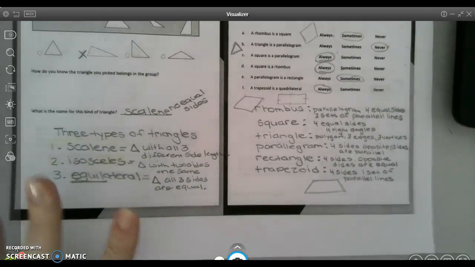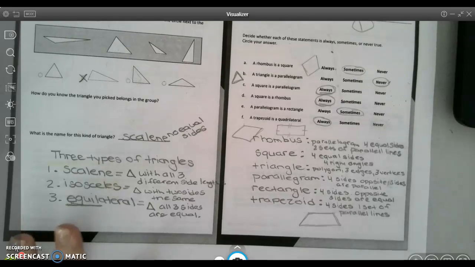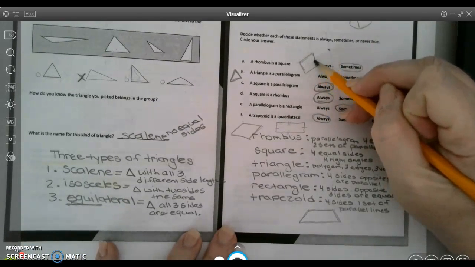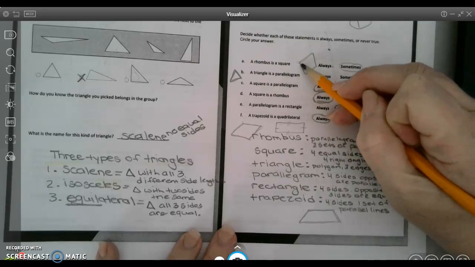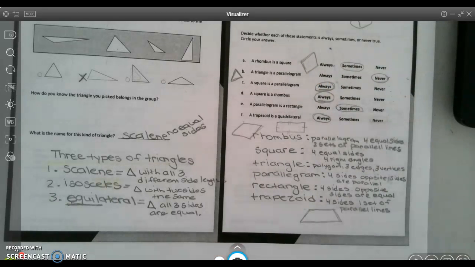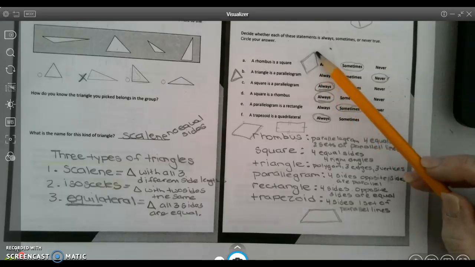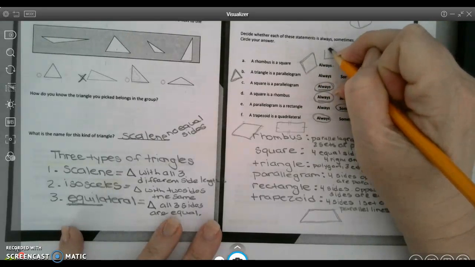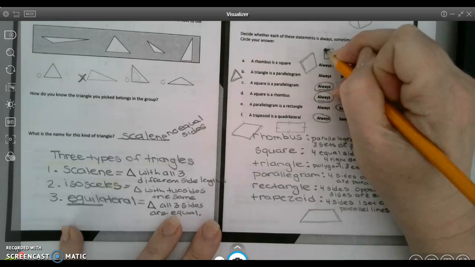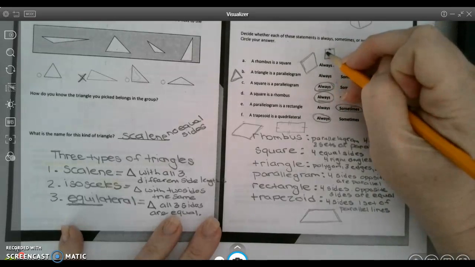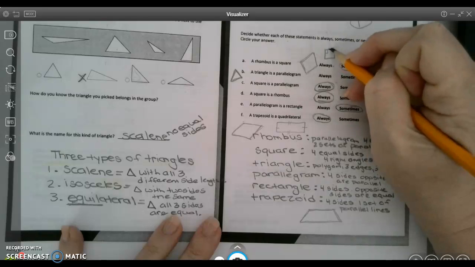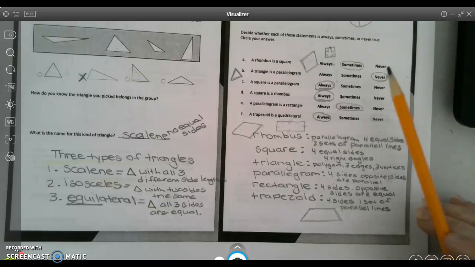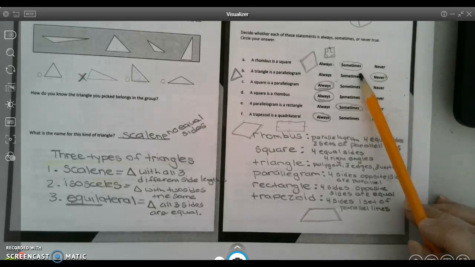Let me get this straightened out for you. When you draw a rhombus, it does have 4 equal sides like a square, but the difference is that a rhombus doesn't have 4 right angles. When you draw a square, it has 4 equal sides, but it has 4 right angles, and not all rhombuses have 4 right angles. So a rhombus is a square sometimes.